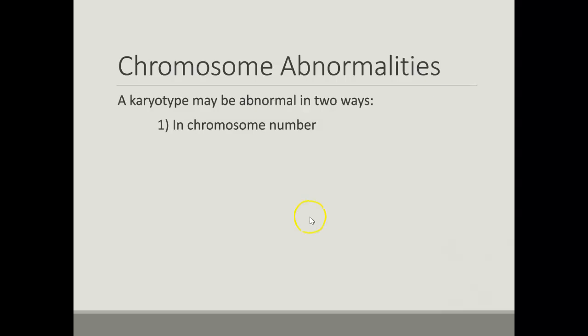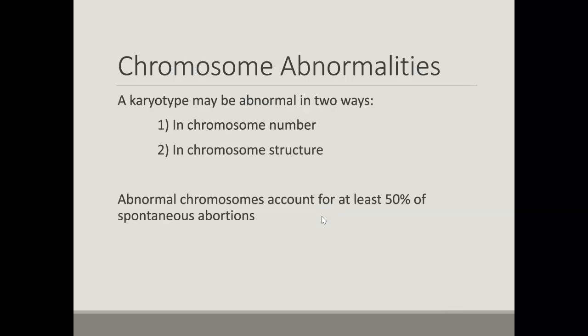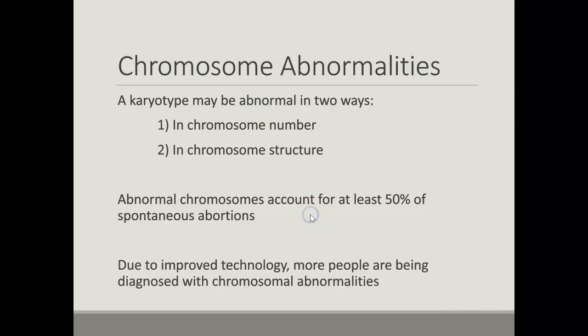So we can talk about chromosome abnormalities in two ways. One is in number and two is in structure. And abnormal chromosomes account for at least 50% of spontaneous abortions. Spontaneous abortions means miscarriages. So when a woman miscarries, at least half of the time it's because something is wrong with the chromosomes. There's some sort of abnormality there.